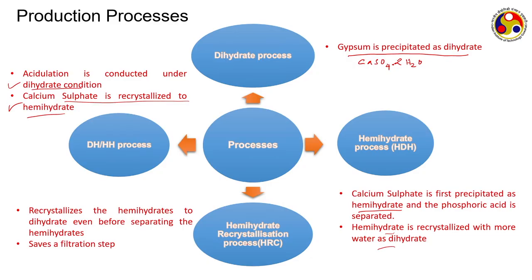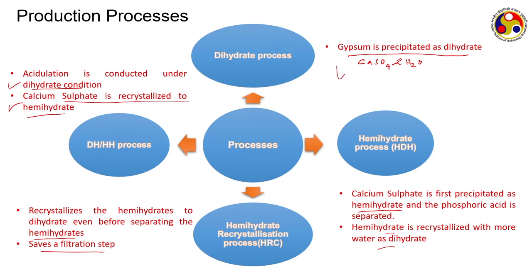Then you have the hemihydrate recrystallization process. Here it recrystallizes the hemihydrate to dihydrate even before separating the hemihydrate. In the previous case, the DH-HH process, you are separating it out, but here it recrystallizes. So first hemihydrate is formed, then you immediately recrystallize it to dihydrate. Whenever you talk about recrystallization, I'm talking about the change in operating condition. So you have to go back to those two plots which I have shown. The concentration depends upon the equilibrium curve. It saves the filtration step, because you are taking out most of the water in a single step. So you save one filtration step. We will discuss this in detail.